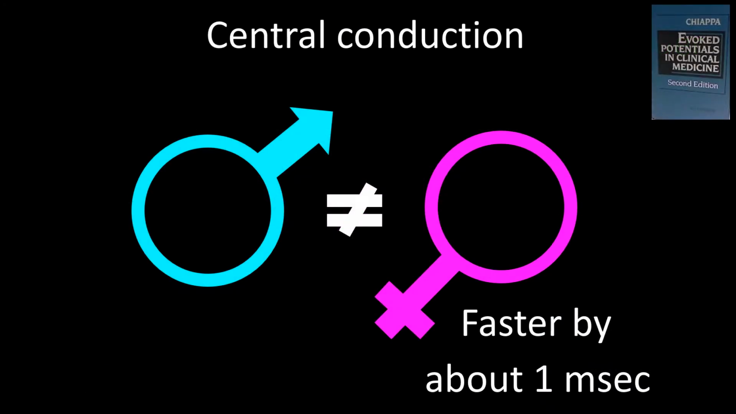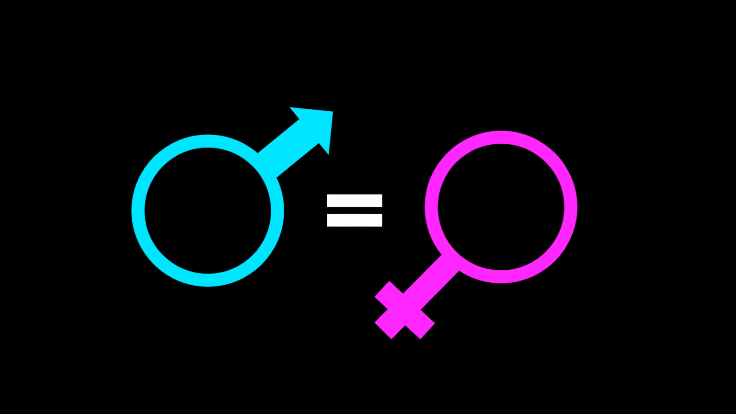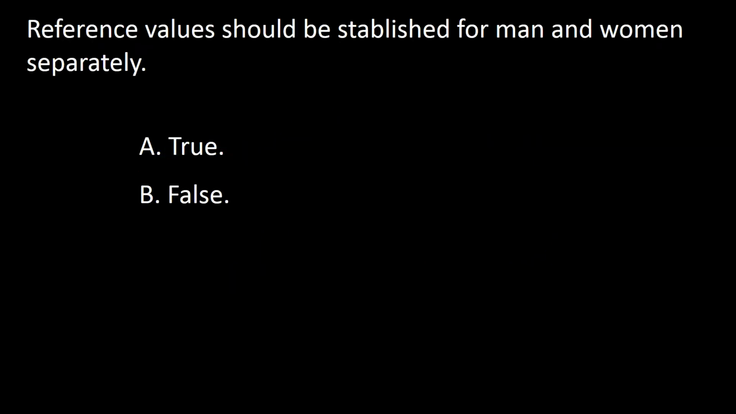One author found women's central conduction to be 1 millisecond faster than men. Yet the majority of authors have found no difference between men and women if height and age is taken into consideration. So the answer to this question is B.